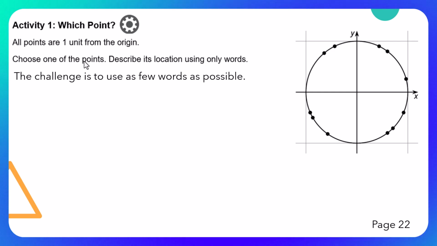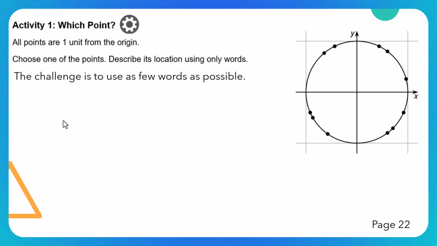All right, in this activity, I'm going to let you think for a little bit. All the points are 1 unit from the origin. Choose one of the points. Now describe its location using only words. Now the challenge is to use as few words as possible.